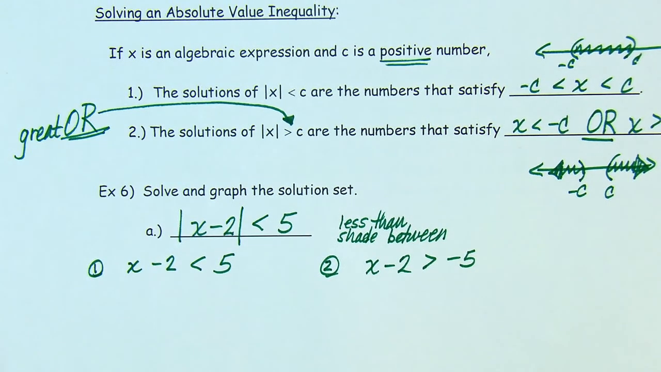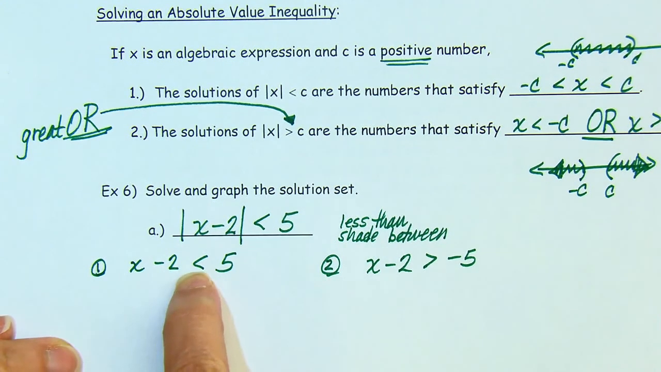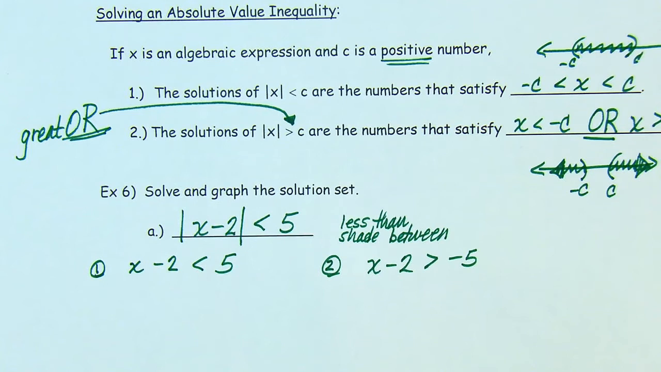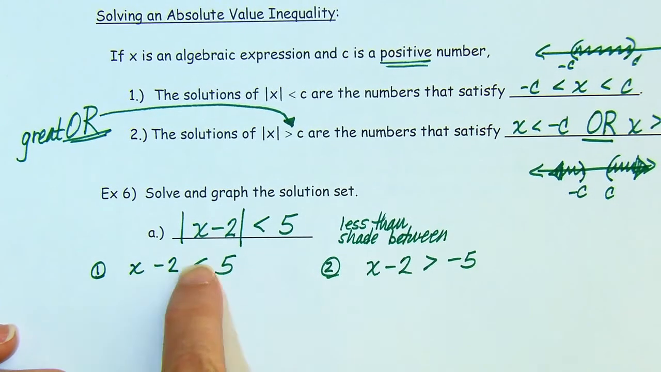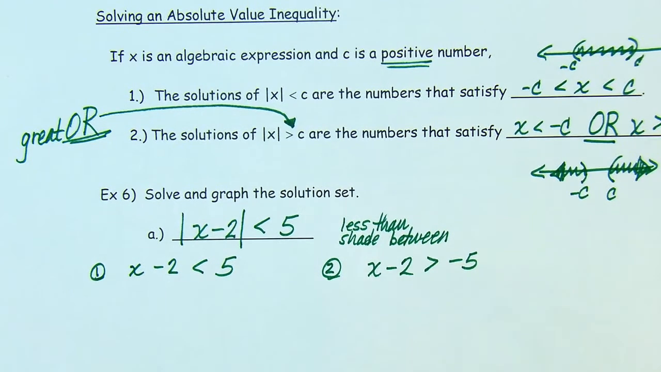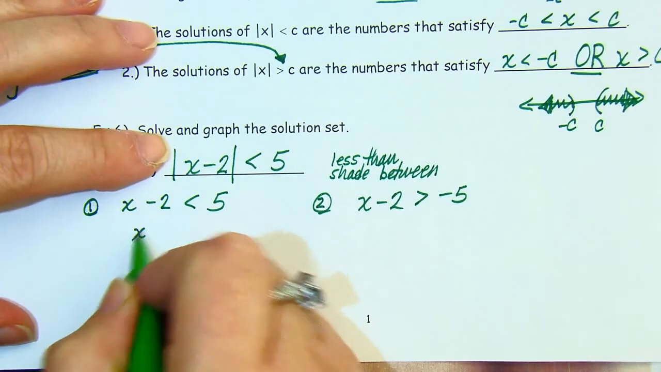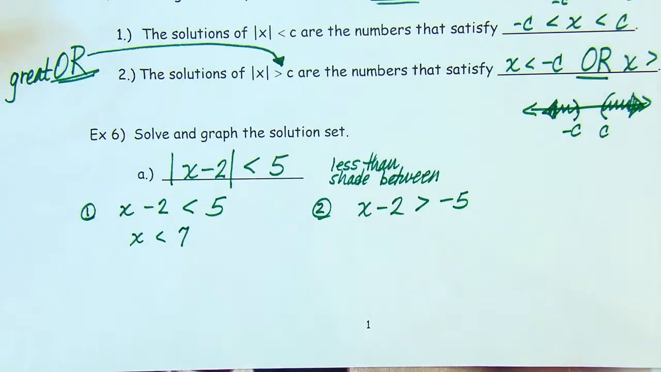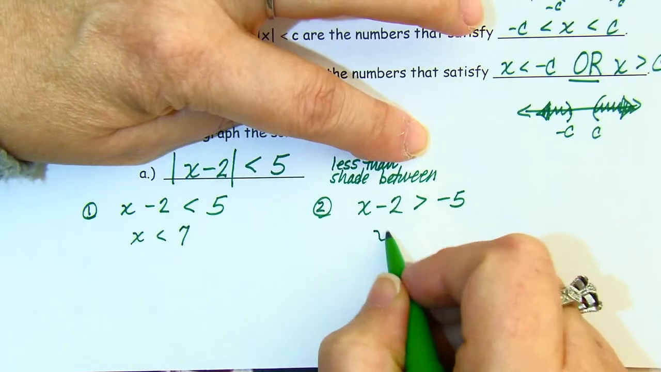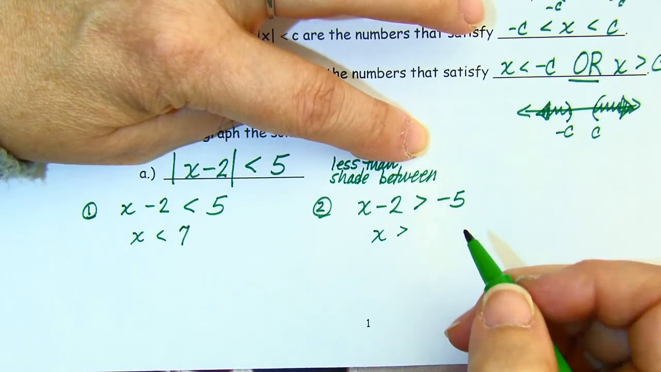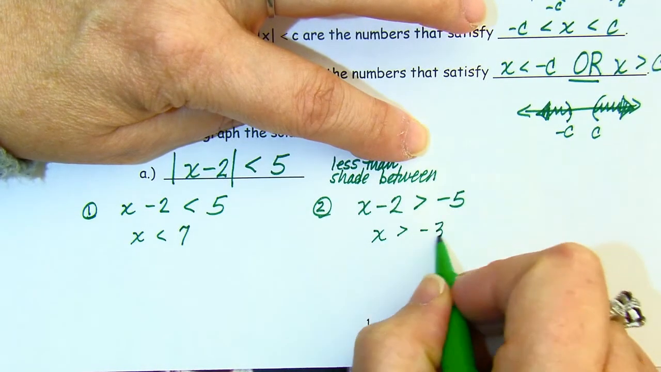Think about this too. If you flip an equal sign, it still looks like an equal sign. Okay, when you flip this sign, it doesn't look the same way. It's not pointing the same way. It's pointing the opposite way. So you take it out, keep it, take it out, flip it, switch it. All right, so let's solve these two baby cases. So I'm going to add 2 to both sides. X is less than 7. I'm going to add 2 to both sides. X is greater than negative 3.